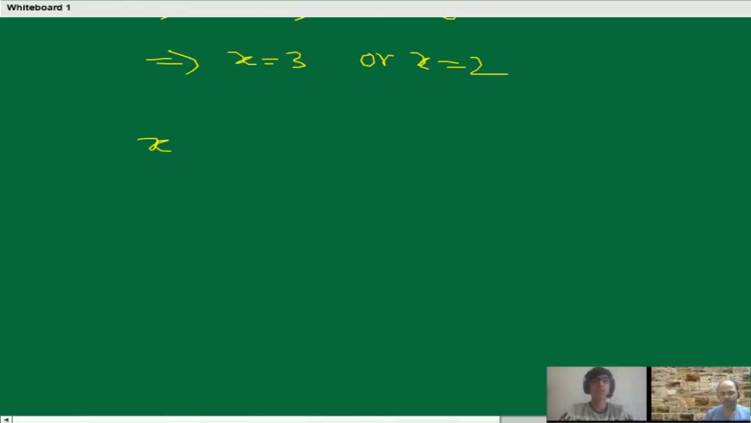Okay, so let's solve one more question. Suppose it is given 2x square, let's say this would be 4x plus 2 equals 0. So let's find out the values of x, or let's solve for x.